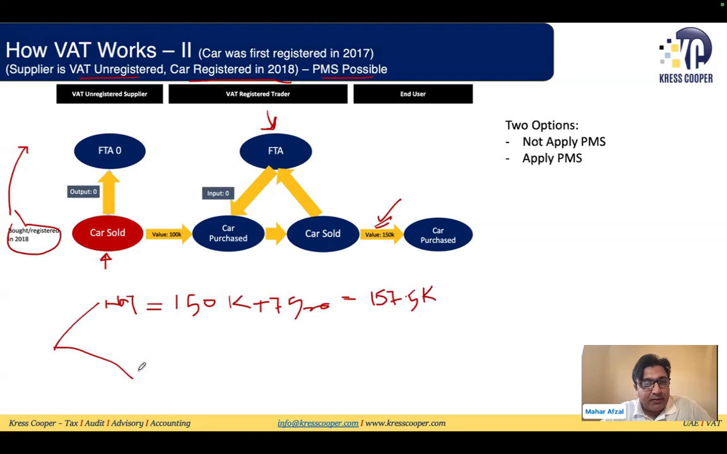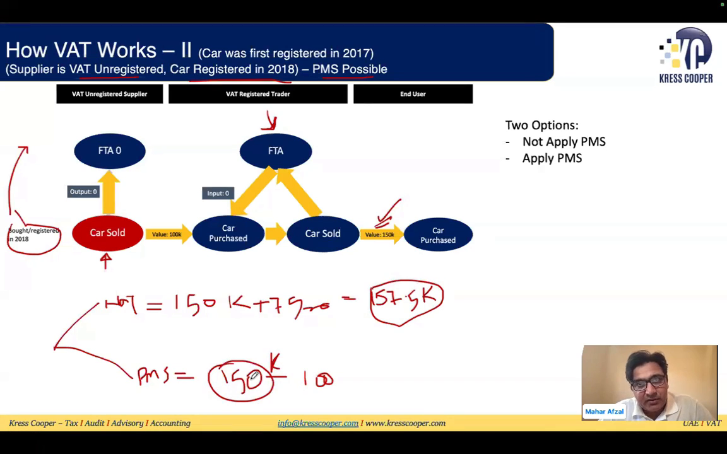Now this is company B. This company B is applying the profit margin scheme. At what price will they be selling the car to the end user? They will be selling the car to the end user at 150k. 150k is assumed inclusive of VAT. What is their purchase price? 100. So this company is selling the car in the market at 157.5k. This company is selling the car into the market at 150k. For sure, people will come and buy this car from here. So you will lose the competitive advantage in the market because you are not applying the profit margin scheme.